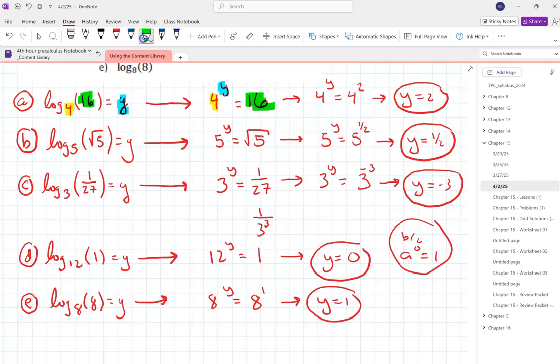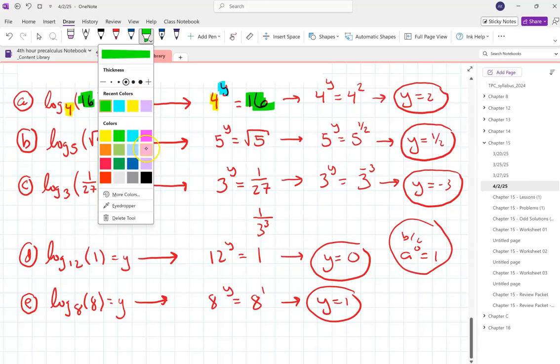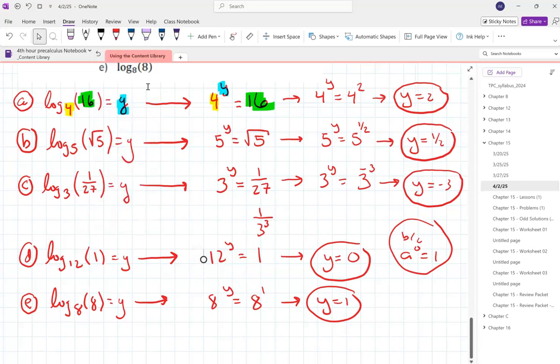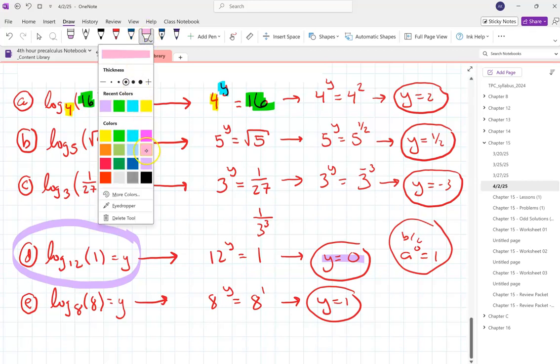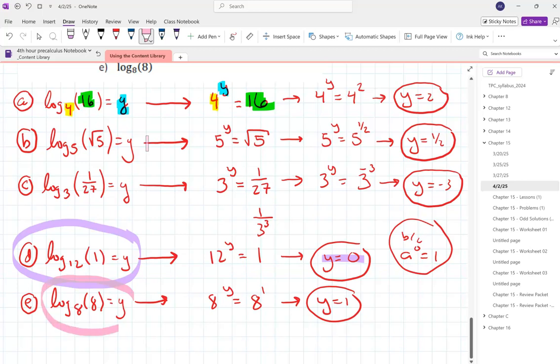So a couple of observations that maybe we can make from doing these problems. If I look at this one, any log of 1 is going to be 0, right? Everybody agree with that? Doesn't matter what the b is as long as it's a positive number not equal to 1. And if I take the log of the base, if those two numbers are the same, that should always be 1, right?